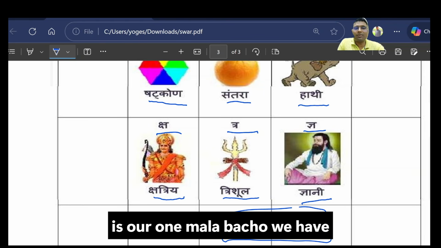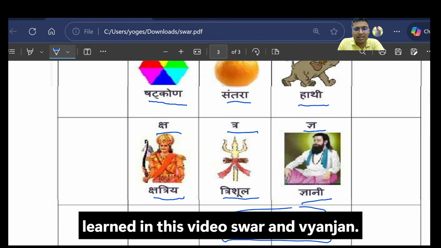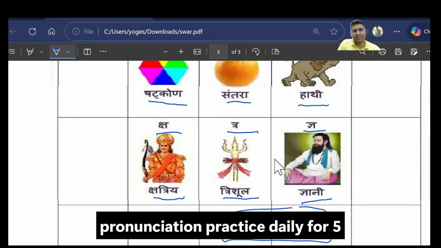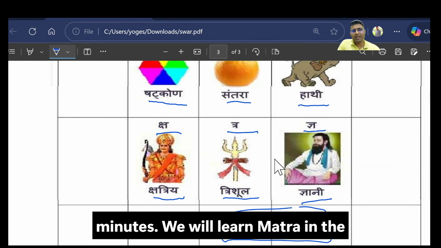So this is our Varnamala, bachcho. We have learned in this video Swar and Vyanjan. So today we learned Hindi letter pronunciation. Practice daily for 5 minutes. We will learn Matra in the next video.